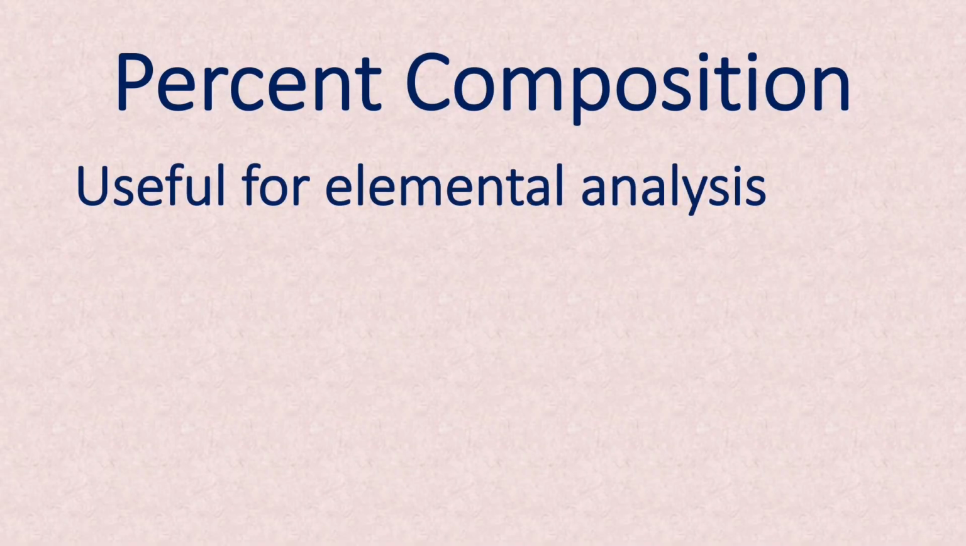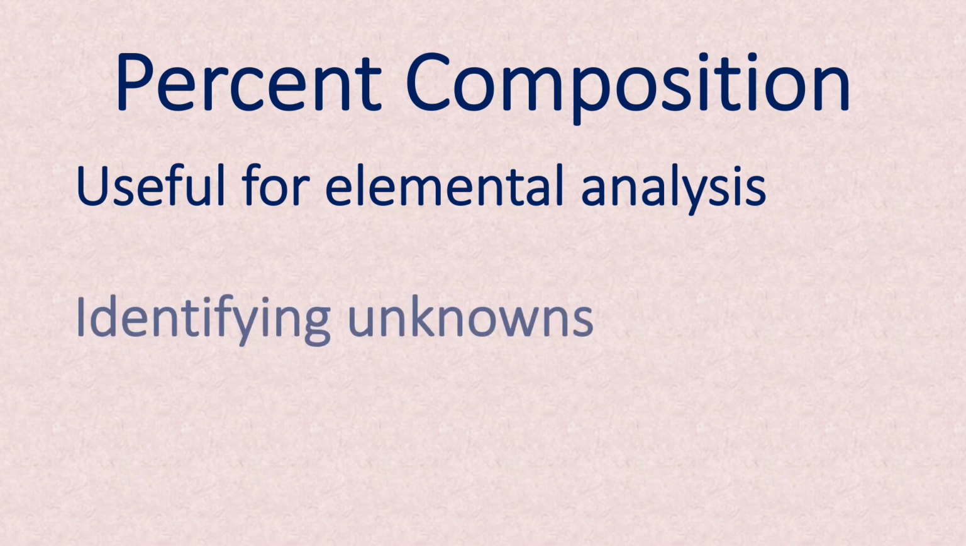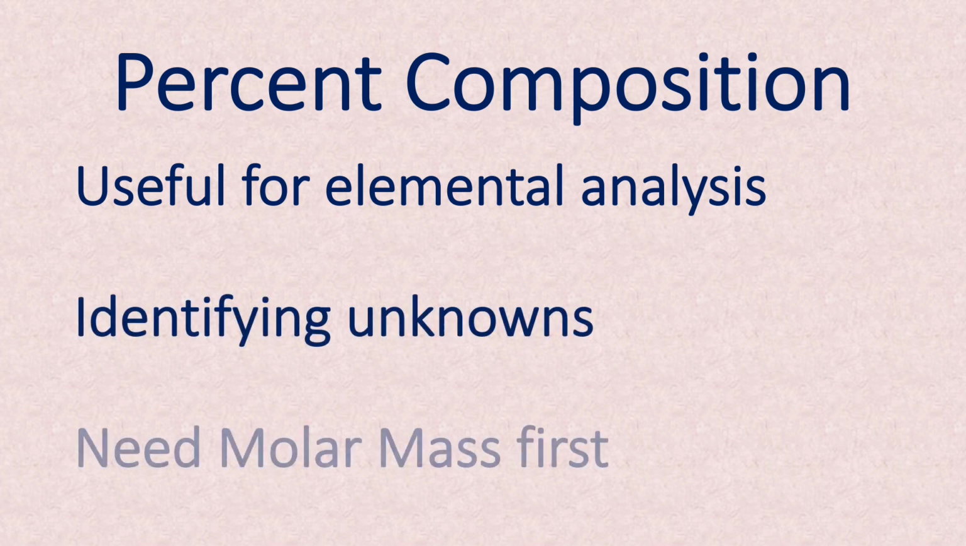Percent composition is important in chemistry. It is useful for elemental analysis and for identifying unknowns. We need to know the molar mass first, which I explained in an earlier video and I'll link to here.